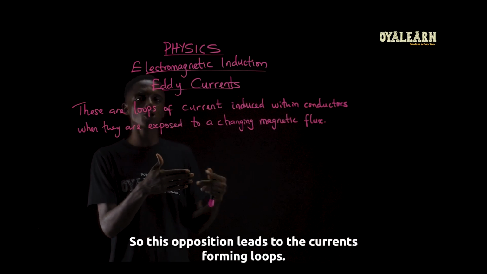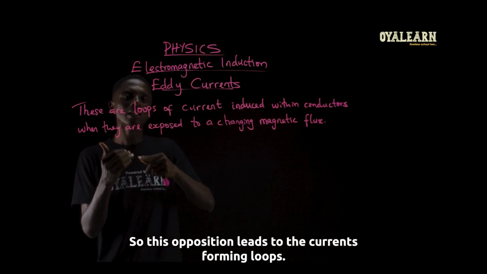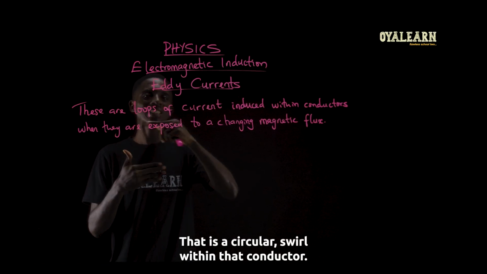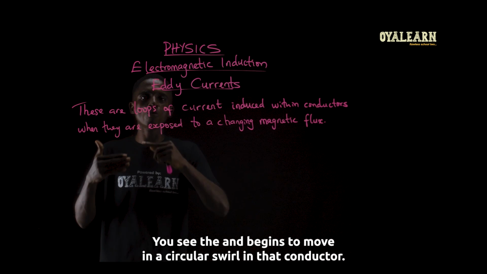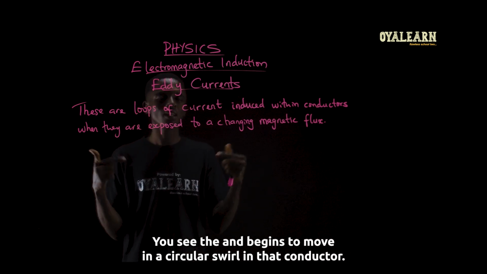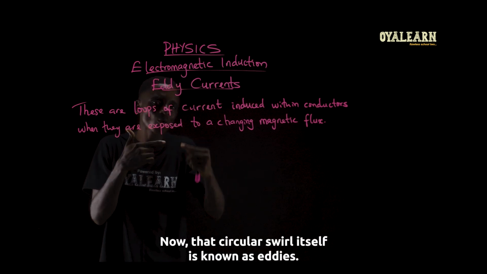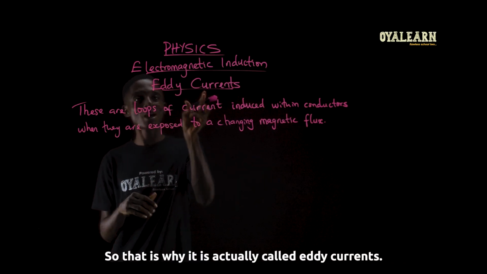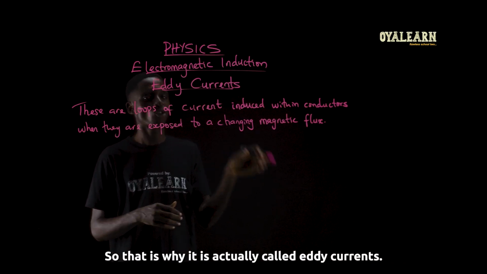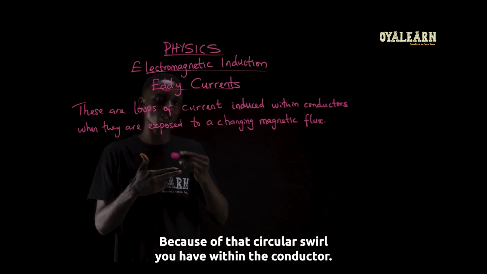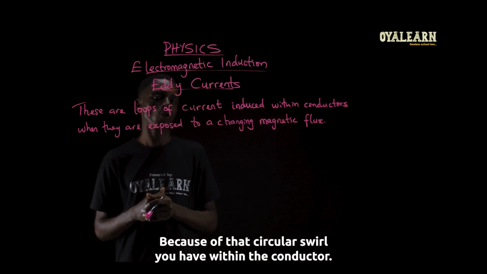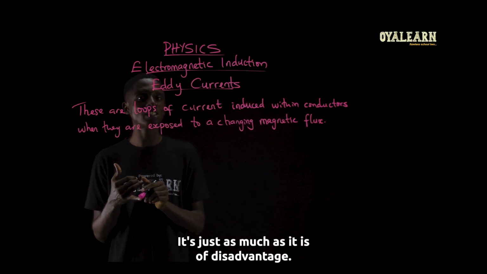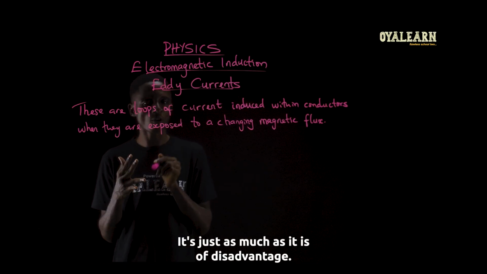So this opposition leads to the current forming loops, that is a circular swirl within that conductor. You see the current begin to move in a circular swirl in that conductor. Now that circular swirl itself is known as eddies. So that is why it is actually called eddy current, okay, because of that circular swirl you have within the conductor. Now, this eddy current can be of advantage just as much as it is of disadvantage.